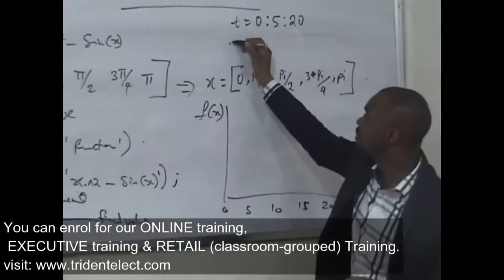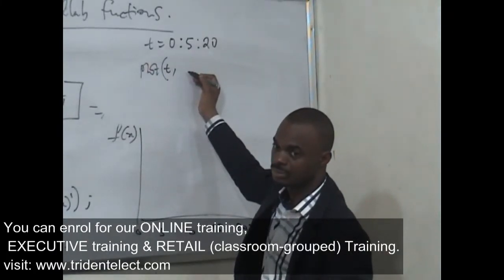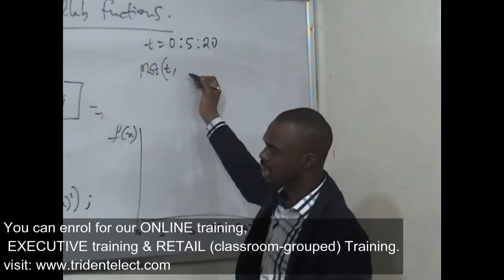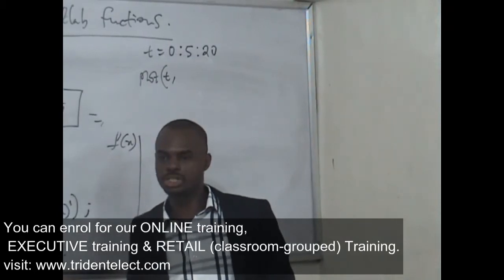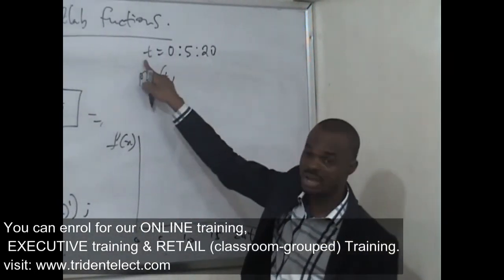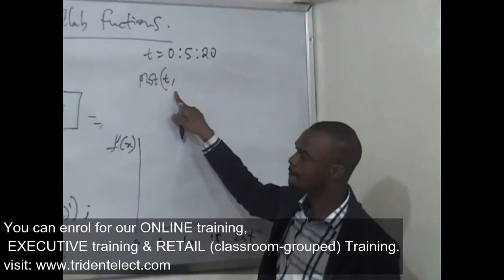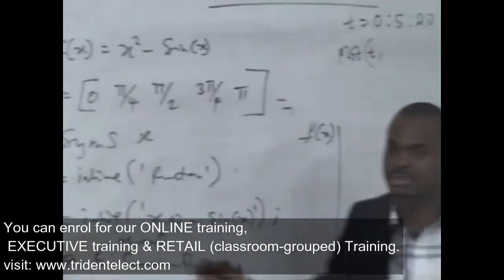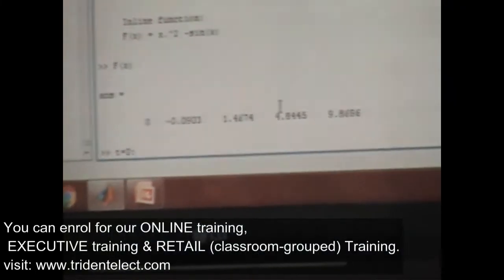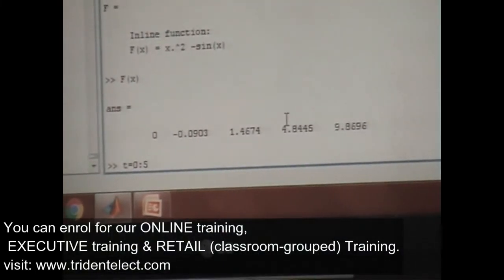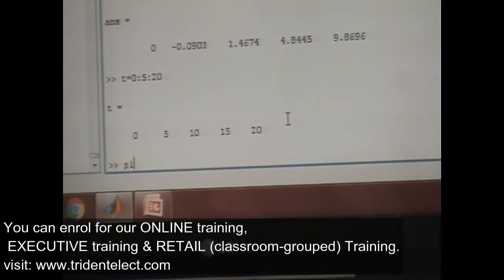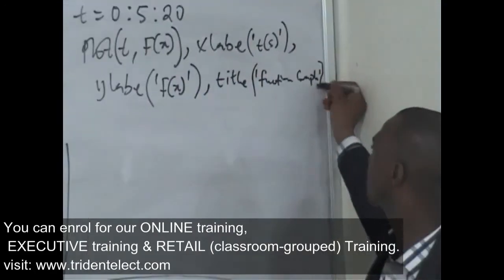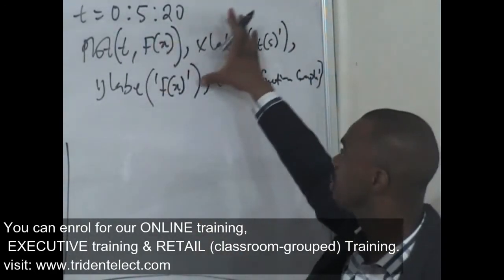There is no need because t is already defined. T is defined as the vector which this is giving you. So it's going to be plot t, f of x. And what is f of x? 5, 20. So you can see the graph commands we're using.